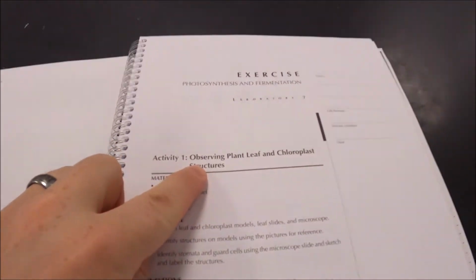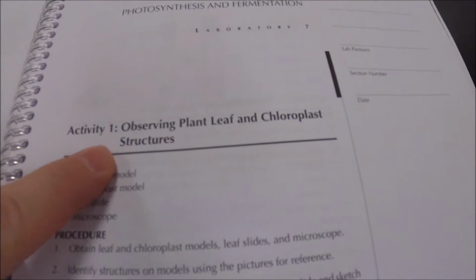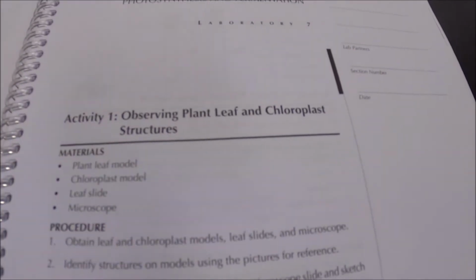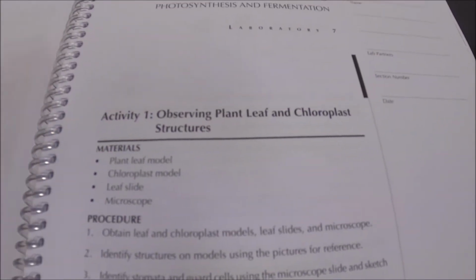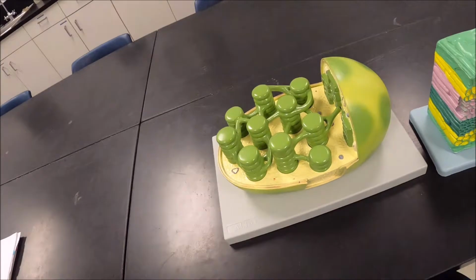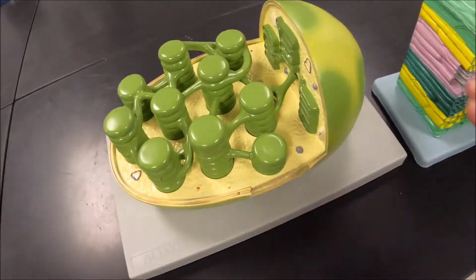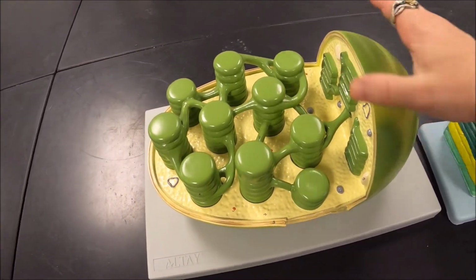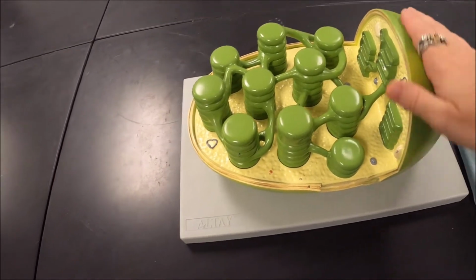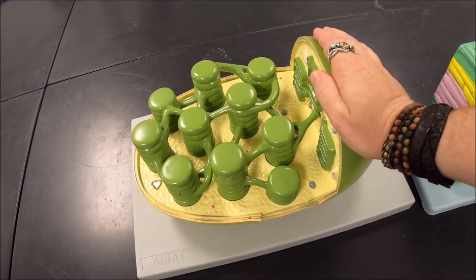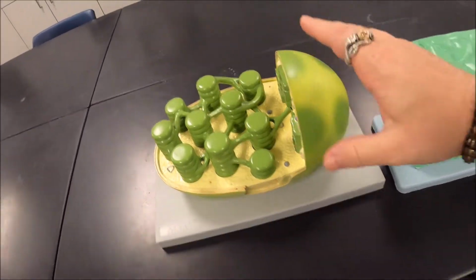So what we will be doing next is an observation of plant leaf and chloroplast structures using models and microscopy. All right, let's get to it. All right, what you see here is a chloroplast. What you need to know about the chloroplast is that this is an organelle that is used for photosynthetic activity, so this will be found inside of a leaf.